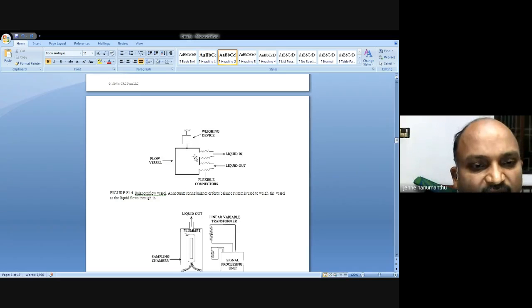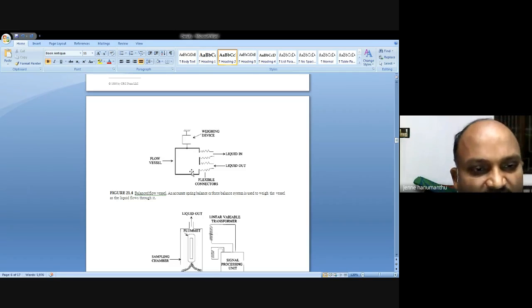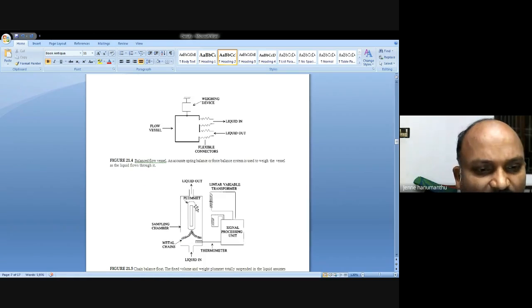Liquid inlet, liquid outlet. Before the liquid inlet, see the weight of the system, and we have a scale that gives the weight of the total system. When the liquid is inside and then outside, you see that weight, and that weight will give the value of the density. This is one method, and liquid in and liquid out is another method.